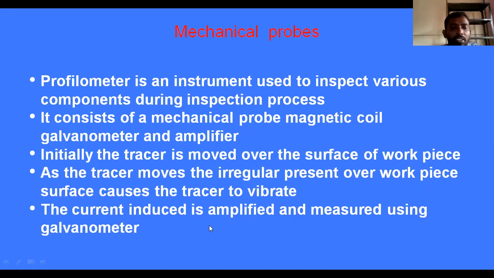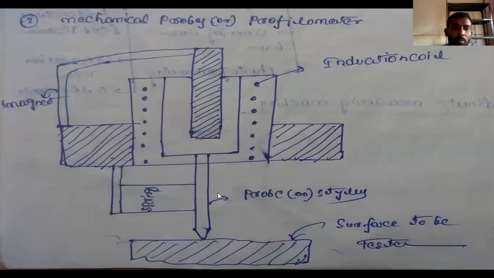The current is induced in the amplifier and measured using the galvanometer. The total current is induced in the amplifier and measured using the galvanometer. For measuring the quality, we can use the galvanometer. So this is the mechanical probe.